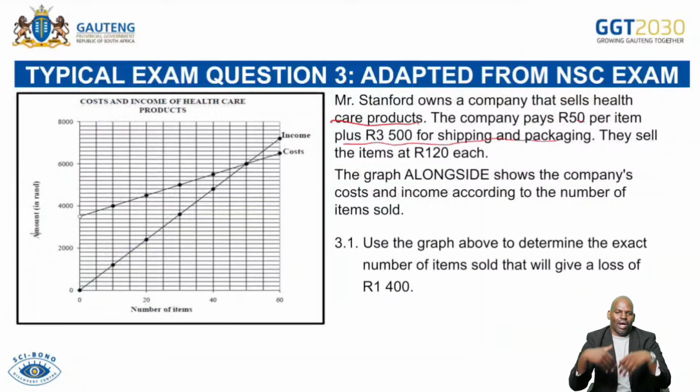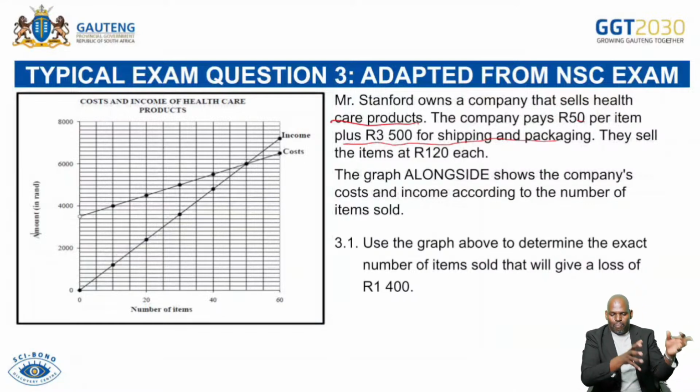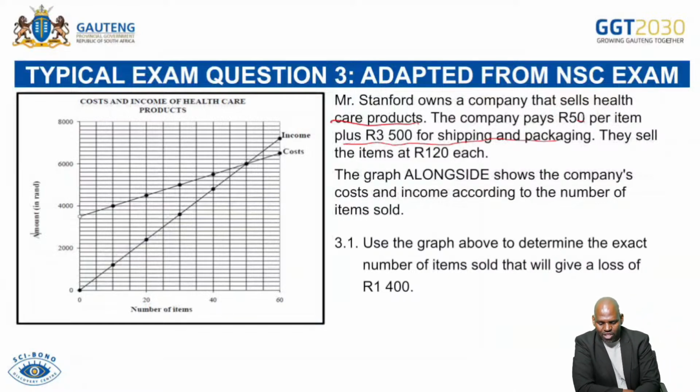Okay, remember, in some cases, if you are running a business, the cost is not only for buying a stock. Sometimes you have to take transport. You have to take a taxi to go and buy a stock. That will be another expense. It's the expense of transportation and also the expense of buying. So like in this case, it's 50 Rand per item, but they also have to be shipped and packaged.